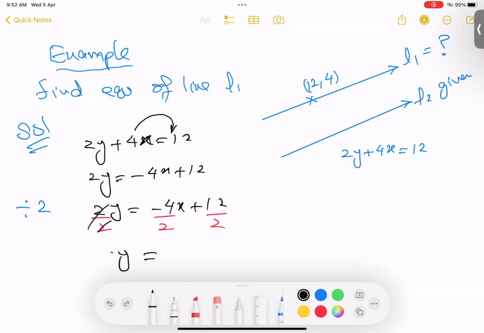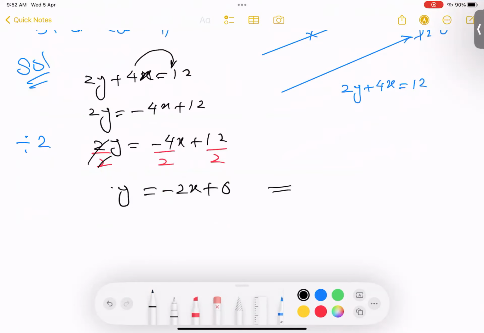This cancels out. 2 2s are 4, minus 2x. 2 1s are 2, 2 6s are 12, so 6. Mabruk, alhamdulillah, rabbil alameen. From here, I can say this is called the gradient. So what is the gradient, students? The gradient is equal to negative 2. No need to write such a long word, simply write m equals minus 2.